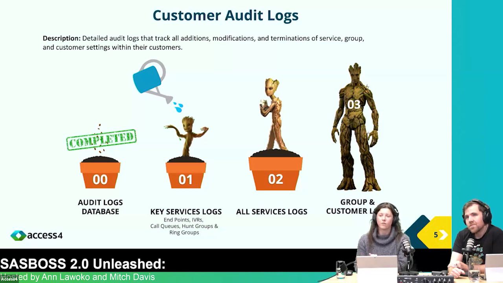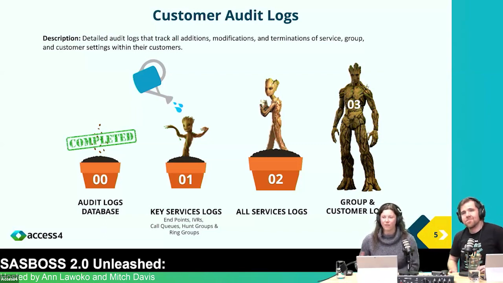So key services refer to endpoints, IVRs, call queues, hunt groups, and ring groups. And that's where we get the most of our TAC ticket queries. It's where most of the changes are made in SASBOSS for various services. So we wanted to go through those first. We also didn't want to do everything all at once and find out, oh, that's actually not how we'd like to see audit logs. Could you change it? We want to get that to you first, get some feedback, make those changes as required before we went and did everything else. So first phase is key services.